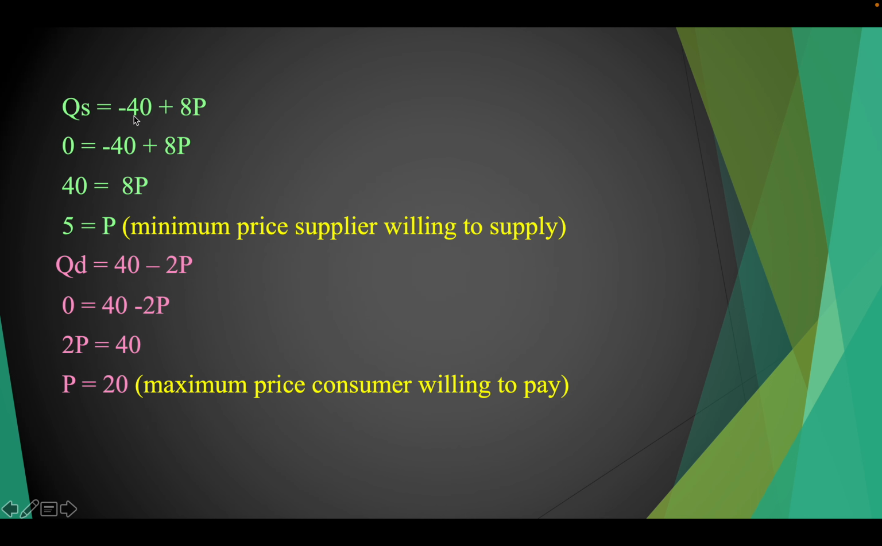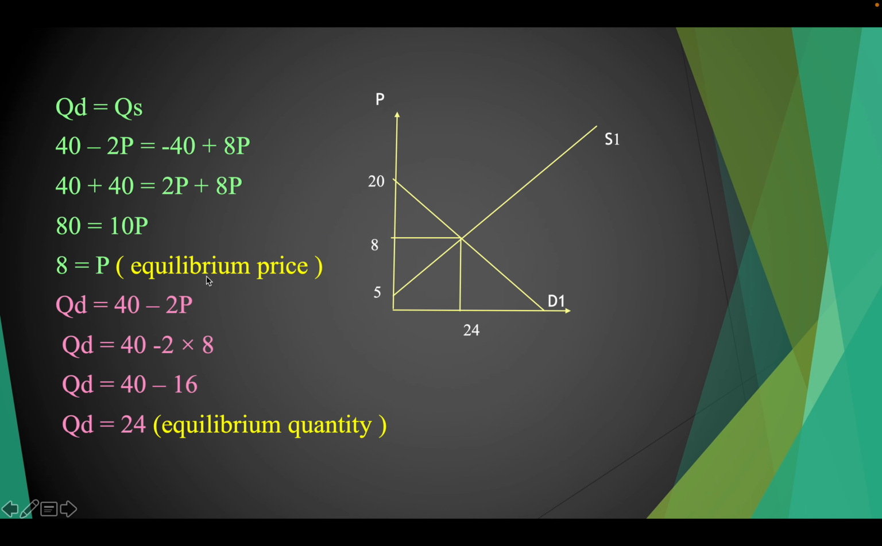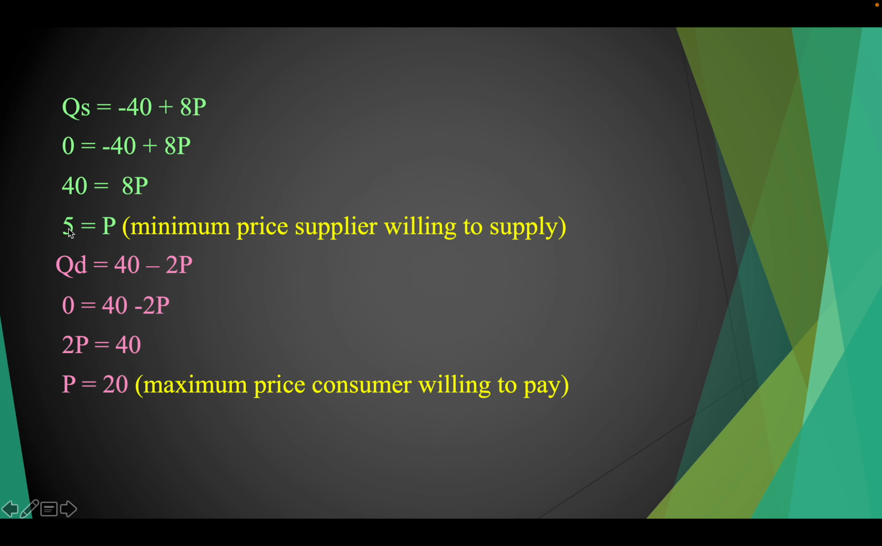So in the QS equation, at 0, that means the quantity is 0 here, we have to find the price. Add 0 to QS, then we find the price as 5. Okay, then the maximum price the consumer is willing to pay. Here the demand curve intersects the price axis, so we have to take the demand equation. In the demand equation, add 0, that means quantity 0, and we have to find the price, and the price is 20.